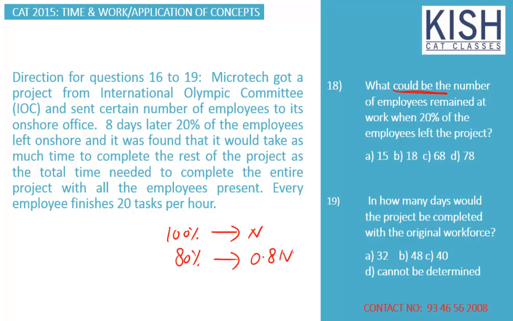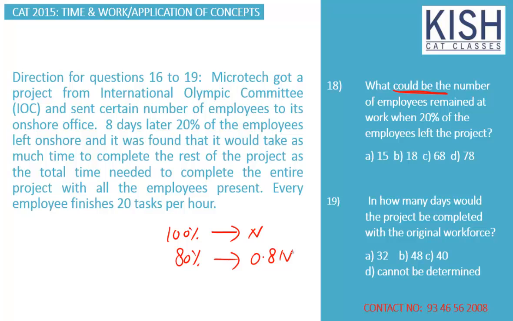We cannot directly say that the exact number of employees currently working onshore is exactly 68. We could say that if the total crew size sent onshore is 85, then the remaining crew size is 68. These are based on conditions. That's why it's asked could be.